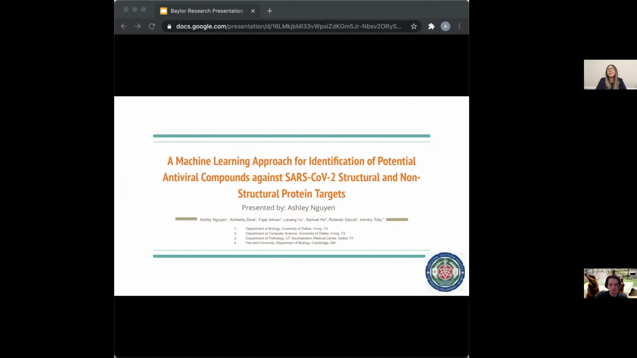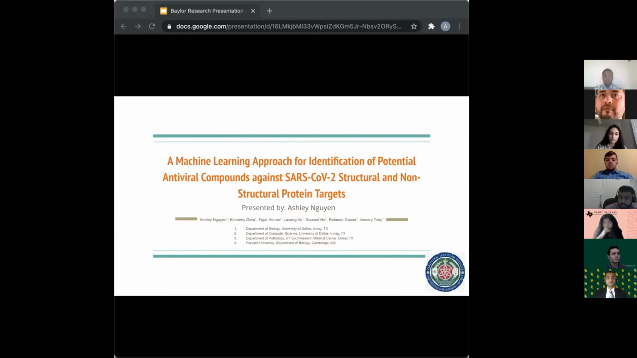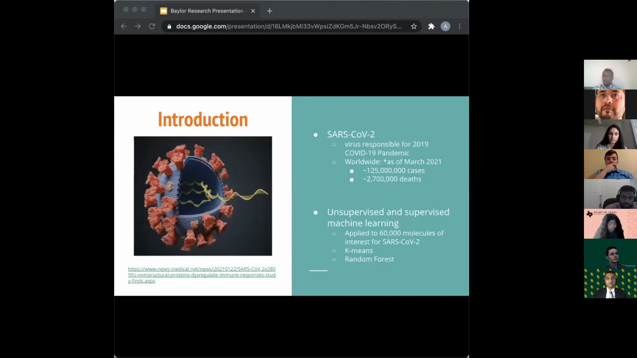I'm going to be discussing our research over a machine learning approach for identification of potential antiviral compounds against SARS coronavirus 2 structural and non-structural protein targets. SARS coronavirus is the virus responsible for the 2019 COVID-19 pandemic. To date, there are about 120 million cases and 2.7 million deaths worldwide.